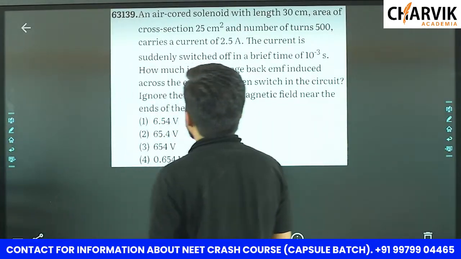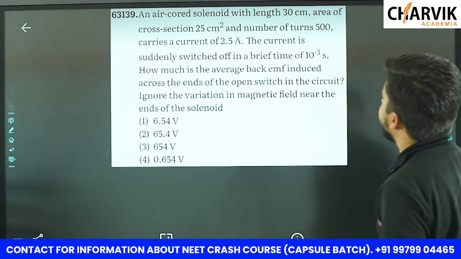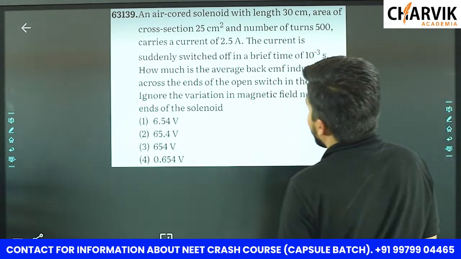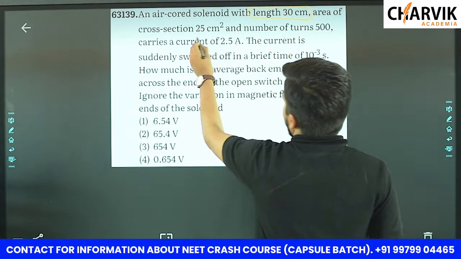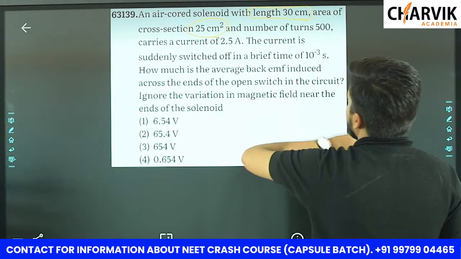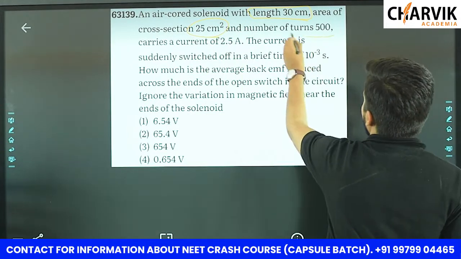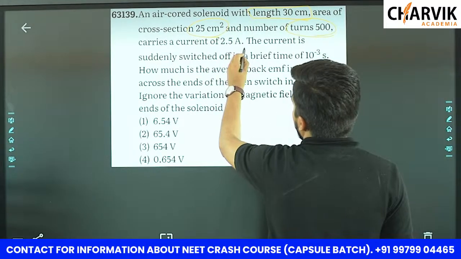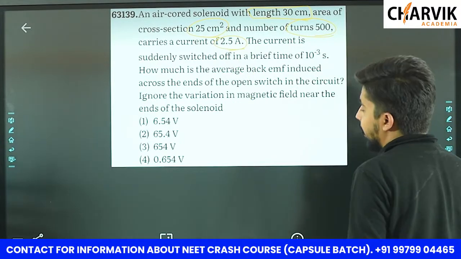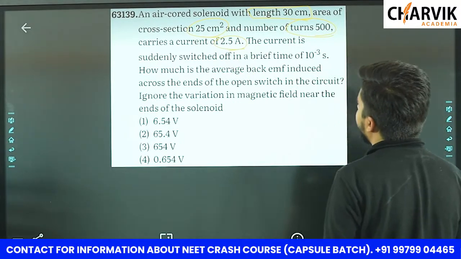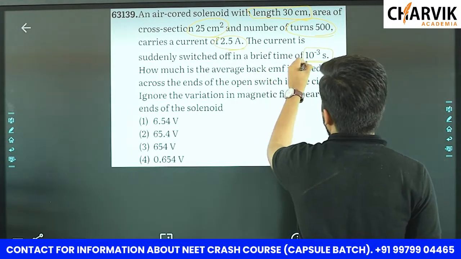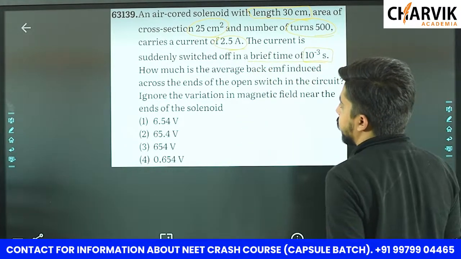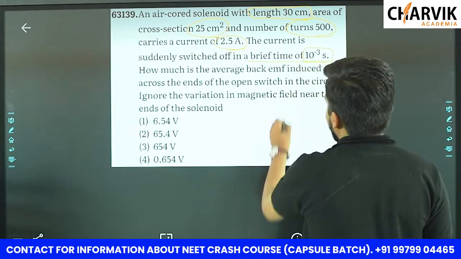So the next question says an air-cored solenoid with length 30 centimeter, area of cross section 25 centimeter square, and number of turns 500, carries a current of 2.5 ampere. The current is suddenly switched off in a brief time of 10 raised to minus 3 second. Change in time is given, which is 10 raised to minus 3. How much is the average back EMF induced?